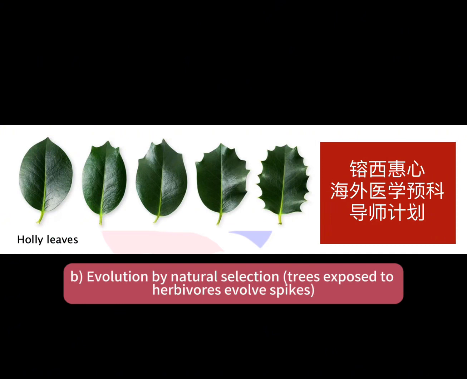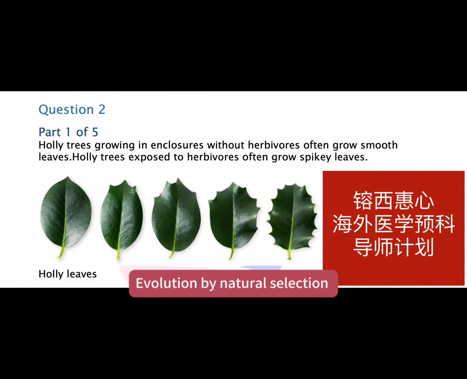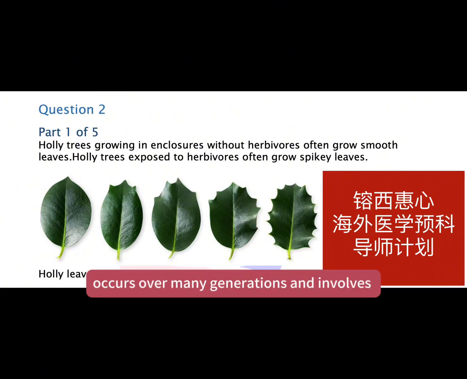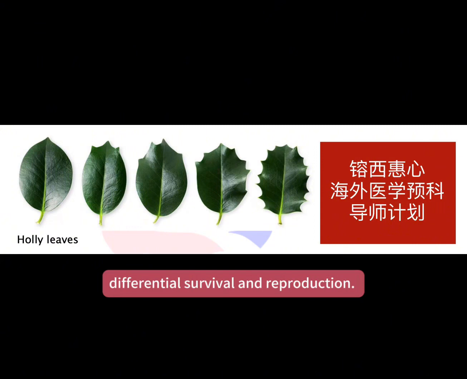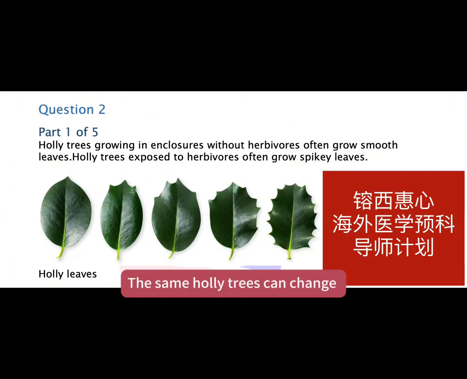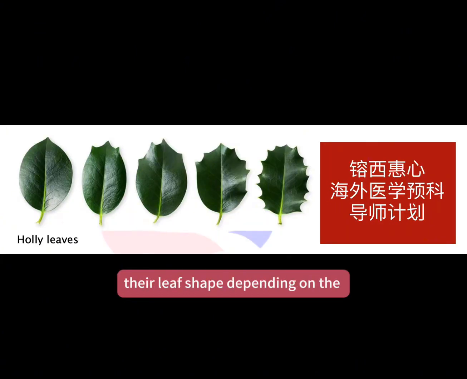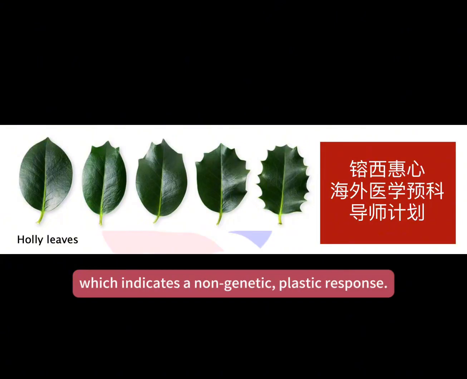B. The evolution by natural selection, trees exposed to herbivores evolve spikes. Evolution by natural selection occurs over many generations and involves changes in the makeup of a genetic population due to differential survival and reproduction. In this case, the change in leaf shape is not due to a genetic change in the population of holly trees. Over time, the same holly trees can change their leaf shape depending on the presence or absence of herbivores, which indicates a non-genetic plastic response.